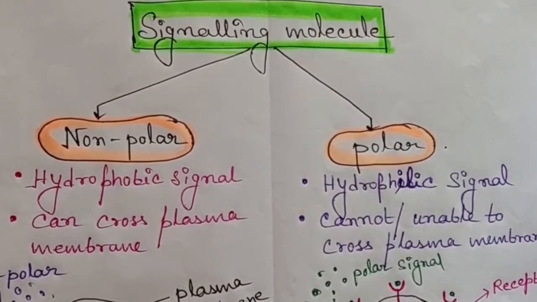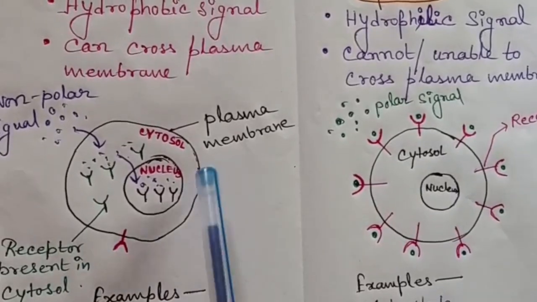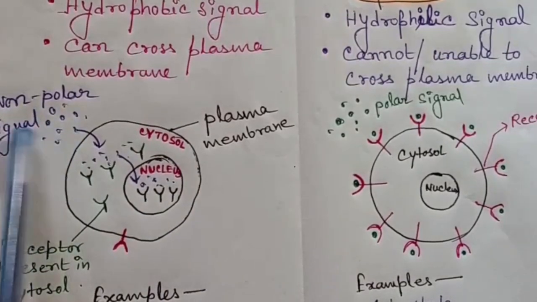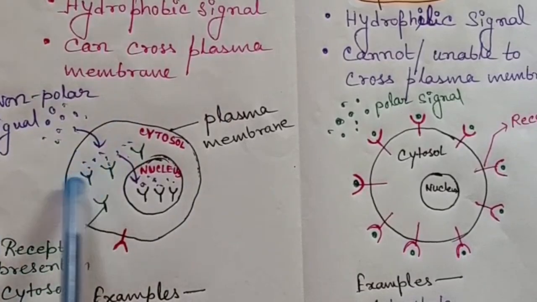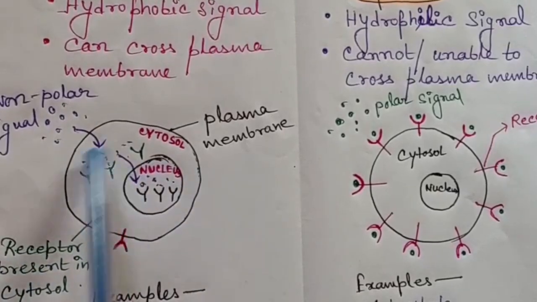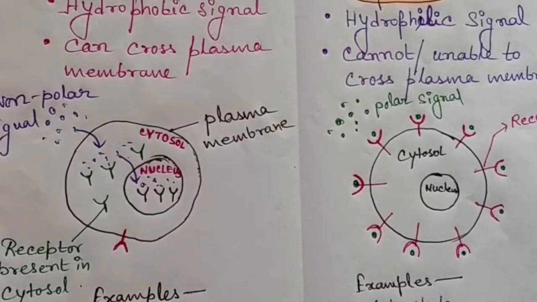Now I can discuss it elaborately with the help of diagrams. So these are the diagrams. Here is a typical cell and it contains a nucleus. Non-polar signaling molecules can cross the plasma membrane and go inside the cell, and in the cytoplasm there are some receptors present in the cytosol, and those non-polar signaling molecules bind to those receptors. They can also cross the nuclear membrane, and the receptors that are present inside the nucleus, they can also bind to those receptors also.